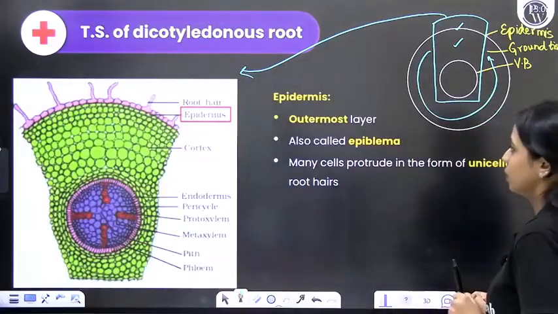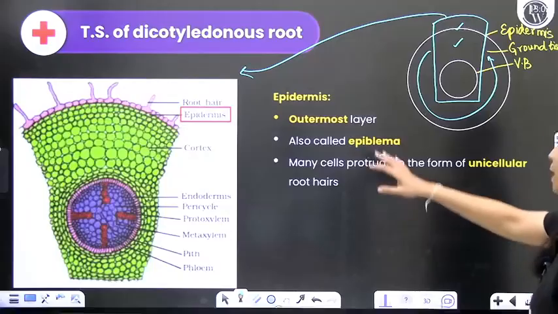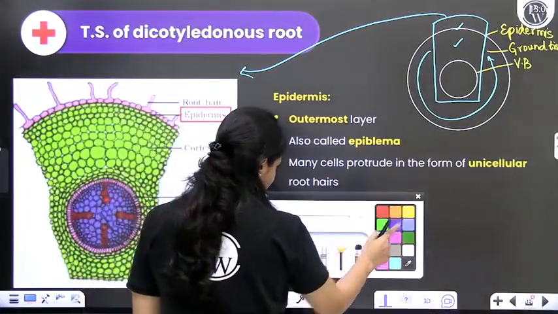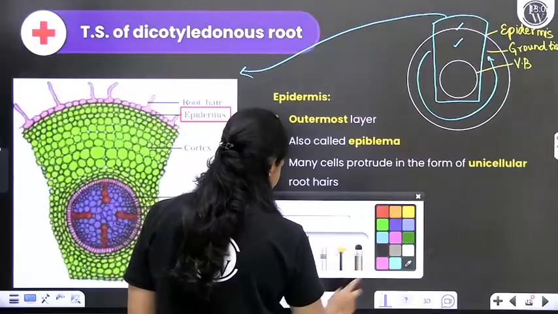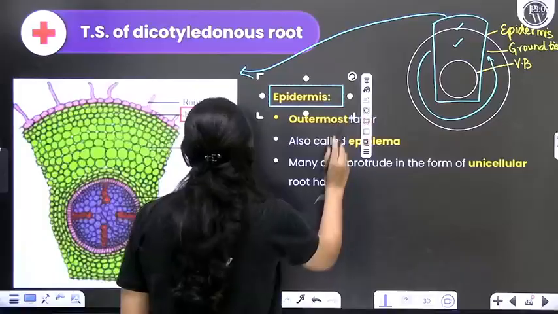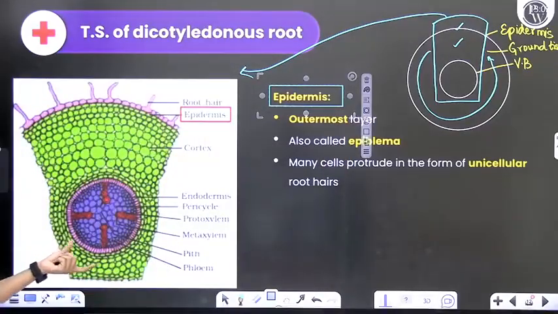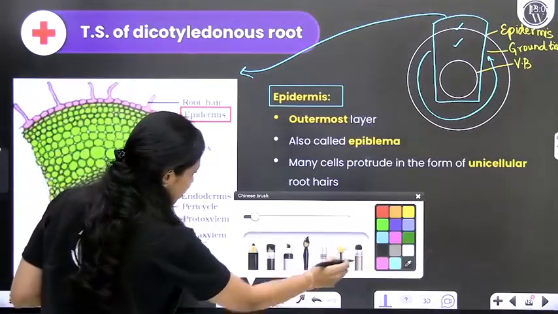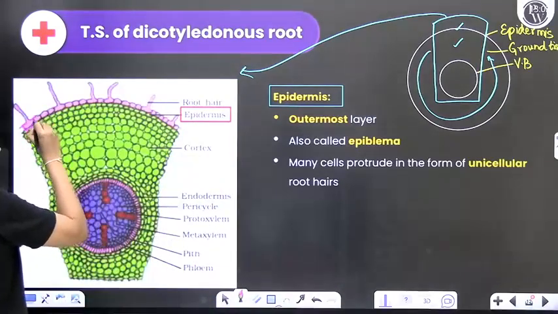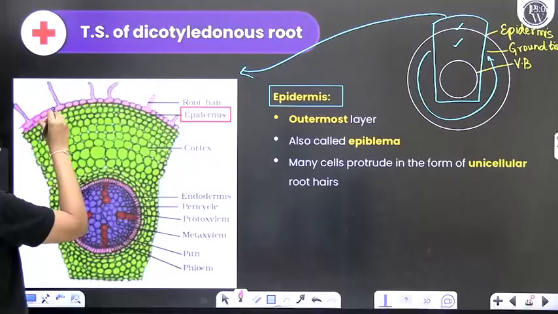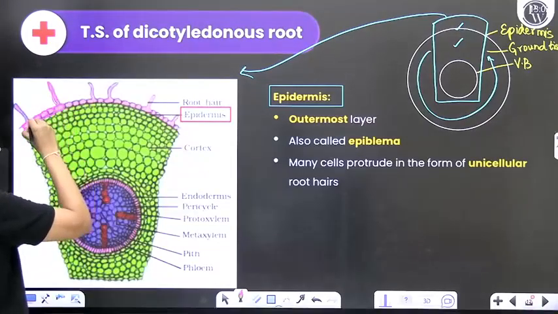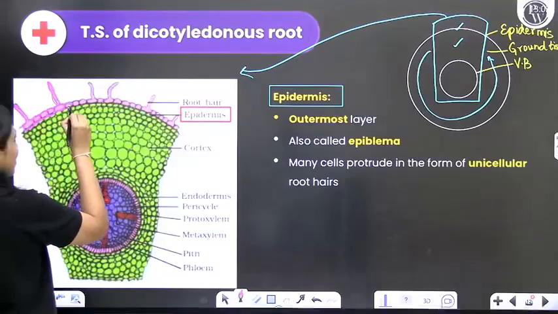All right. So yeah, this is a dicotyledonous root. Outermost layer is your epidermis, right? Outermost layer is the epidermis. This is an actual section of your NCERT textbook. This is your outermost layer. You can see how cells are arranged very compactly. They are barrel shaped like I showed you. And from some cells, there are extensions or appendages arising. They are nothing but your root hair.